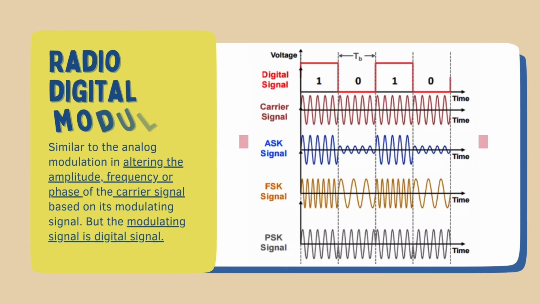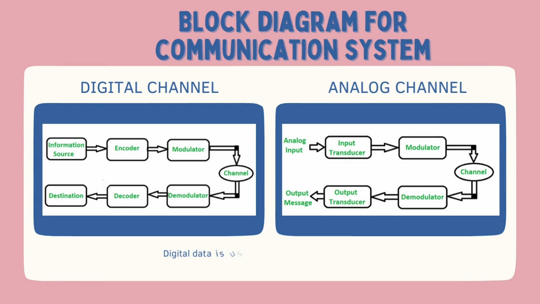Let's move on to radio digital modulation. It is similar to analog modulation in case of varying carrier signal, but the modulating signal is digital signal. This is the block diagram for communication in digital channel and analog channel. Digital channel contains decoder and encoder, while analog channel contains modulator and demodulator.